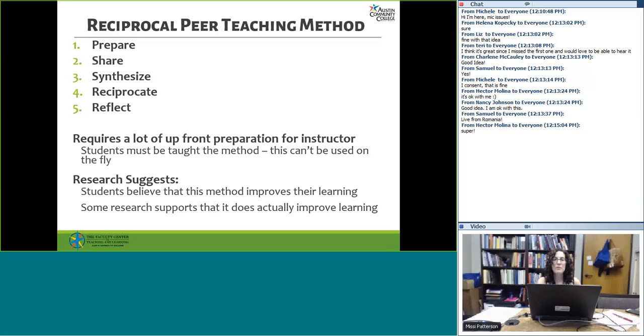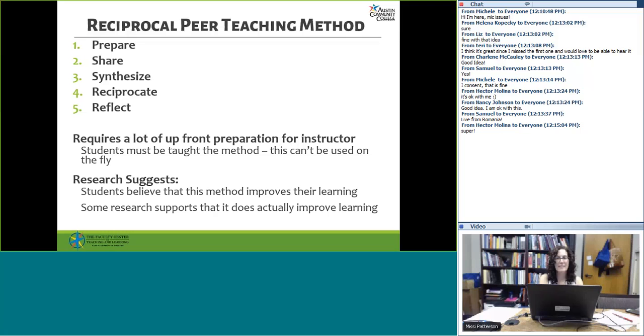And then some of the research says that this method is something that is adored by students. Even if they initially report that they are afraid to have to teach their colleagues, once they've done it, they really feel that it improves their learning. And research also says in some cases it does seem to improve learning.